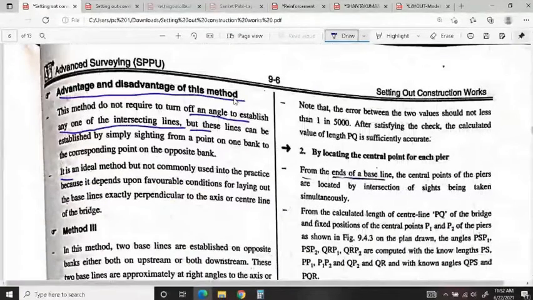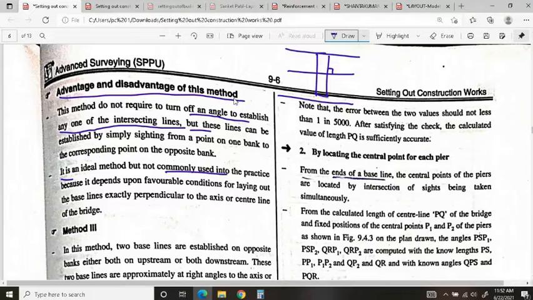It is an ideal method, but not commonly used in practice because it depends upon favorable conditions, such that the length, the road and the flowing river should be straight. Then only it is possible. And if it is possible to draw the control points, then only it is possible, and it depends upon favorable conditions for laying out the baselines. So to draw baselines, if it is possible, then we can use it. Laying out of the baseline exactly perpendicular to the axis of the center.